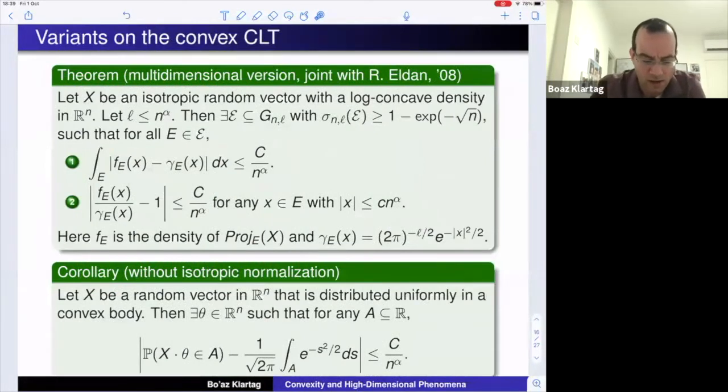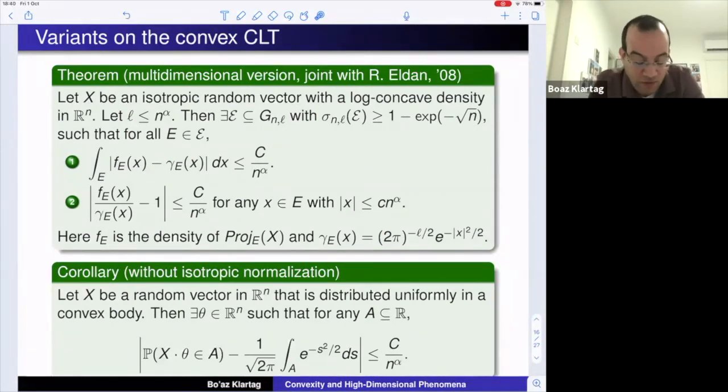Okay, let me just tell you quickly about some variants of the central limit theorem for convex sets. First of all, there is a multidimensional version proven jointly with Ronen Eldan in 2008. Again, we have a random vector x in R^n with a log-concave density. You could make it uniform in a convex set. You have some dimension L, which is at most n to the power alpha, where alpha is some, I don't know, 1 over 50, some universal constant.